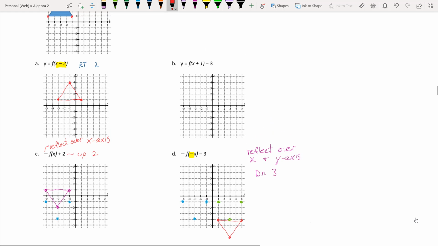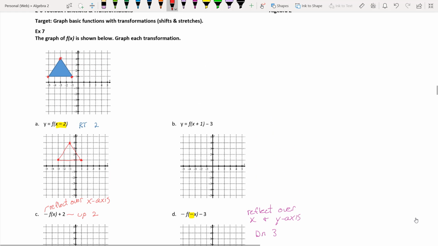Easy cheesy lemon squeezy, huh? I think you guys will do fine. This is left 1, down 3. That's it. All right.